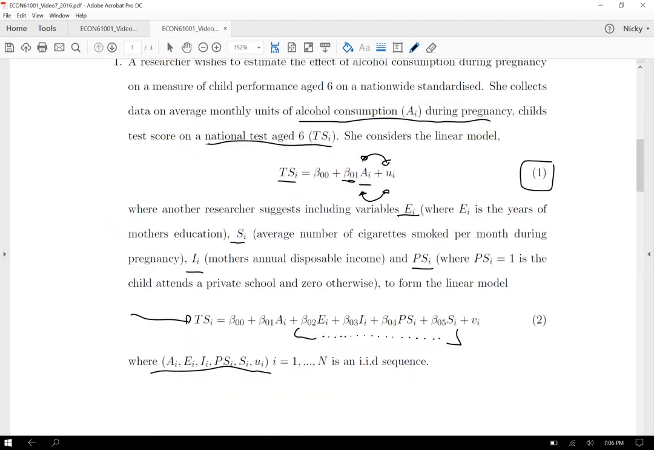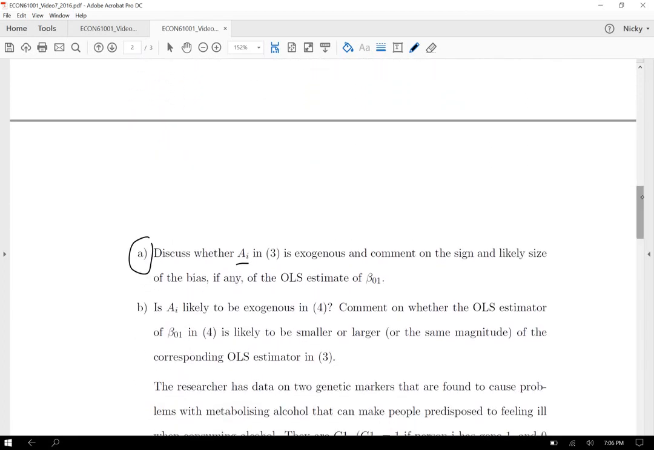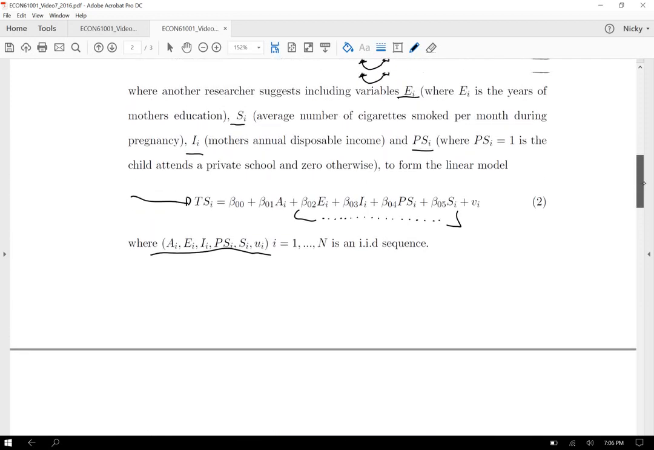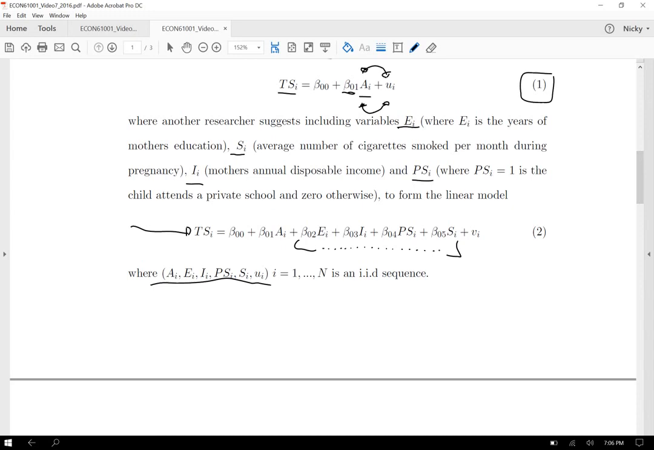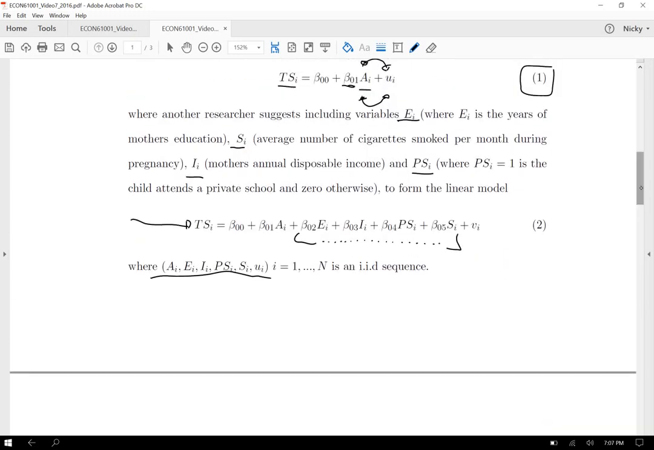So again, ask any questions as we go through. So the next part, part B, asks us whether A_i is likely to be exogenous here. Sorry, it says equation 4, but it should be equation 2. So the next part essentially says, would this variable A_i be exogenous in this regression where we include these controls?